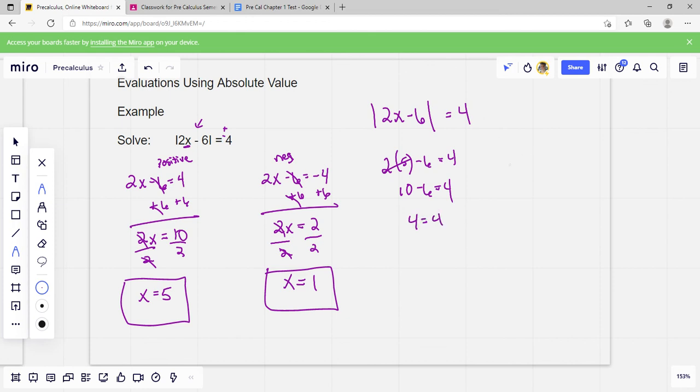All right, now if we used our negative value and we said 2 times 1 minus 6 equals 4. And remember, this is going to be our negative value. We have to negate the whole thing. Okay, 2 times 1 is 2. 2 minus 6 would be negative 4. So we've got negative 4 equals negative 4, and these two cancel each other out, and we get 4 equals 4. So that'll fit in either way, if it was positive or if it was negative.